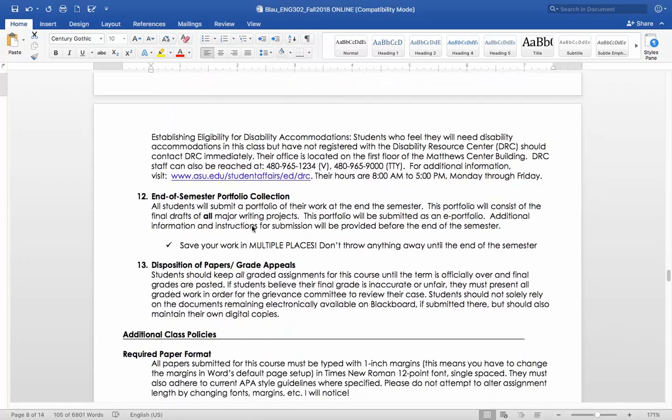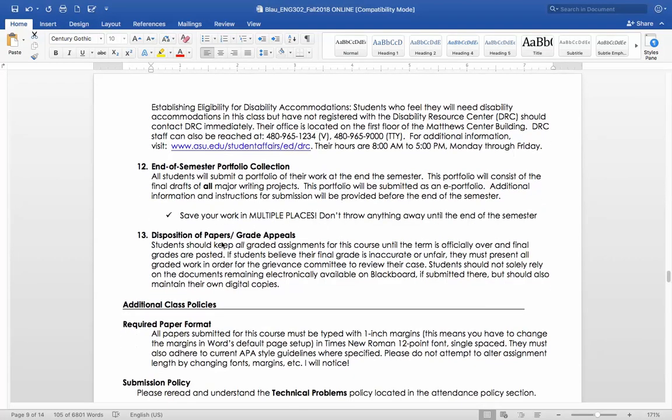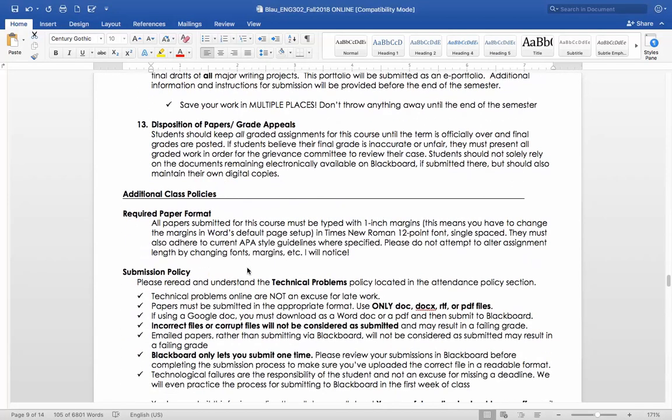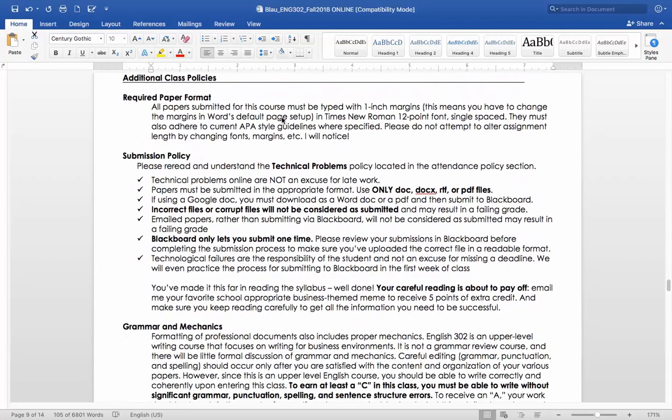beginning of the semester. At the end of the semester, we will be creating a portfolio of all of your work, so make sure that you hang on to everything and you don't get rid of it until after the semester is over. And if you are unhappy with your grade, there is going to be a grade appeal process that you'll need to follow. Required paper format is business format, so Times New Roman, 12-point font, single spaced, using APA guidelines.